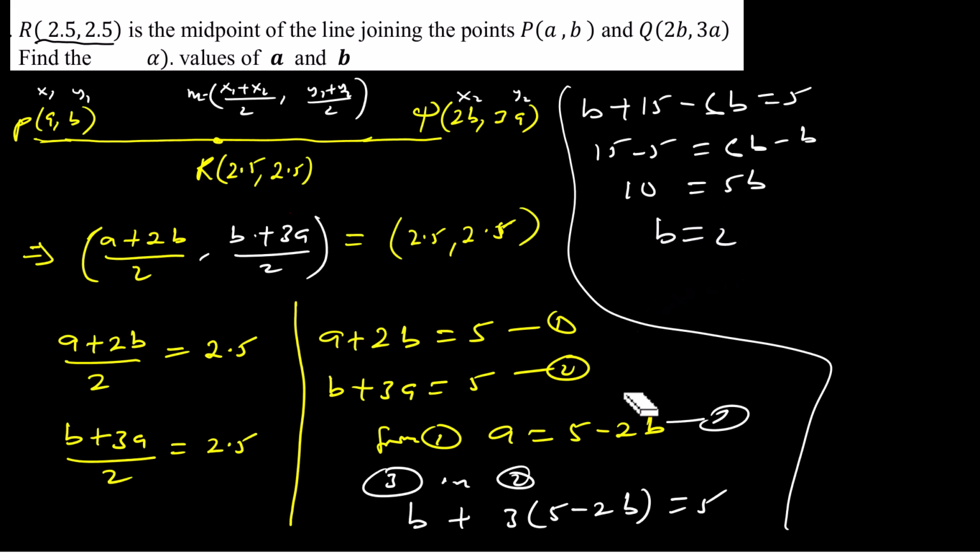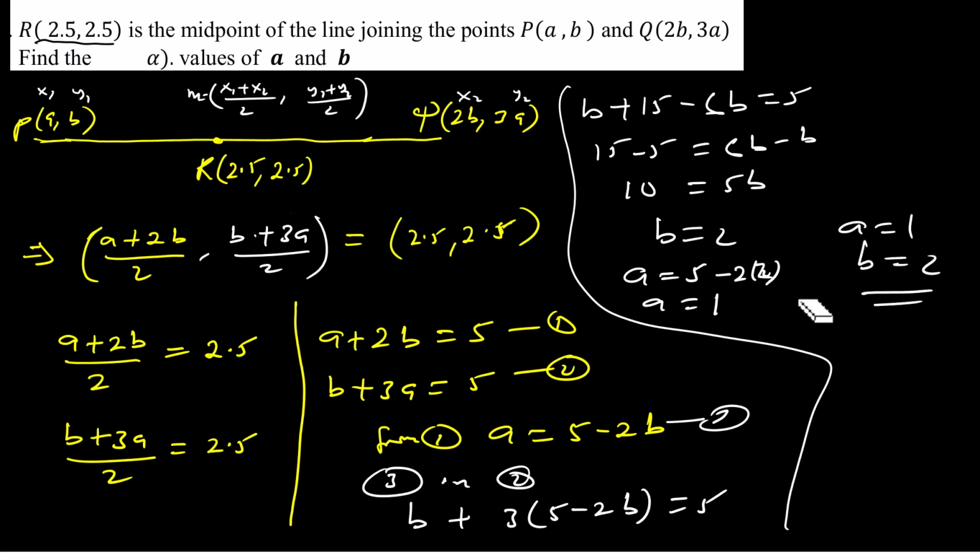Okay, so b is 2. Putting 2 here, my a becomes 5 minus 2 times 2. So a is 5 minus 4, just 1. Therefore, a is 1, b is 2. That's that.